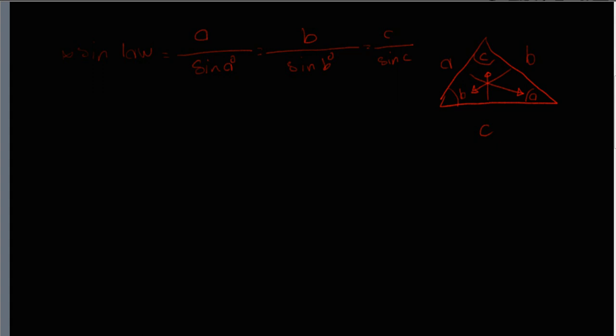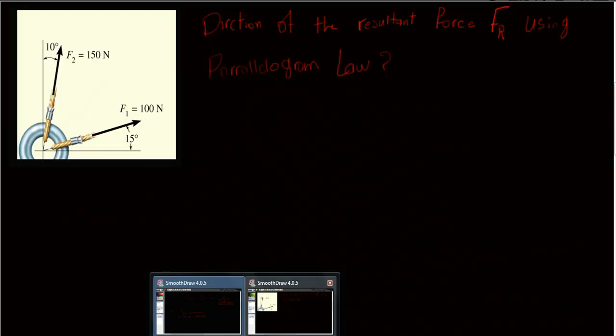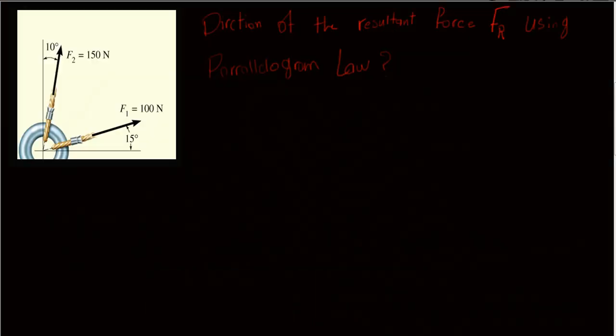Now the second rule is the cosine law, which is basically the magnitude of C equals the square root of A squared plus B squared minus 2AB cosine theta. Now these two laws are not in statics, they are in trigonometry, but you have to know them so you can solve the questions. Okay, so let's get started with the question.